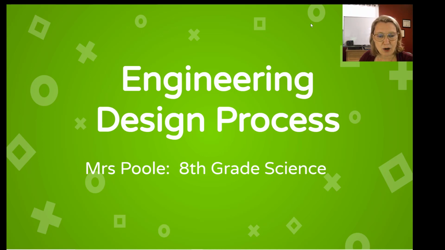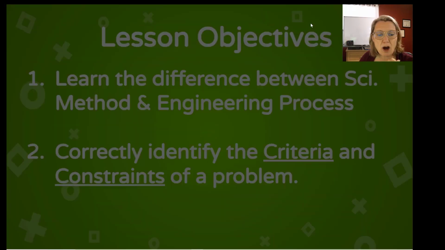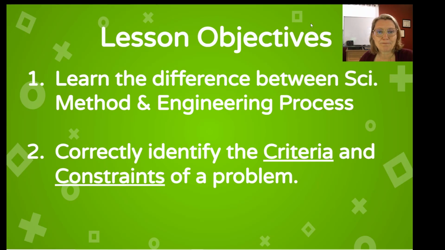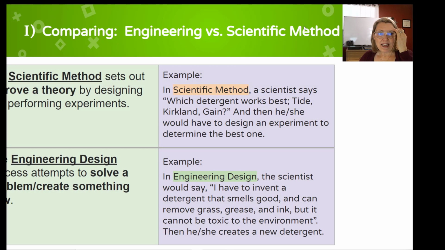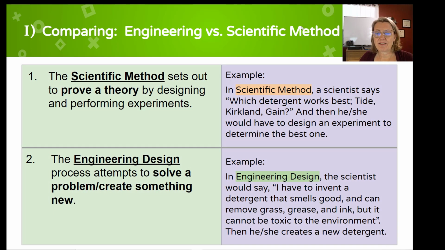Again, you're taking notes. This is the title that goes at the top of your notes, and you guys pause whenever you need to catch up. So today's lesson objectives are to learn the difference between scientific method and the engineering process, and then to also correctly identify the criteria and constraints of a problem. Okay, what are the constraints and the criteria that engineers have to deal with?